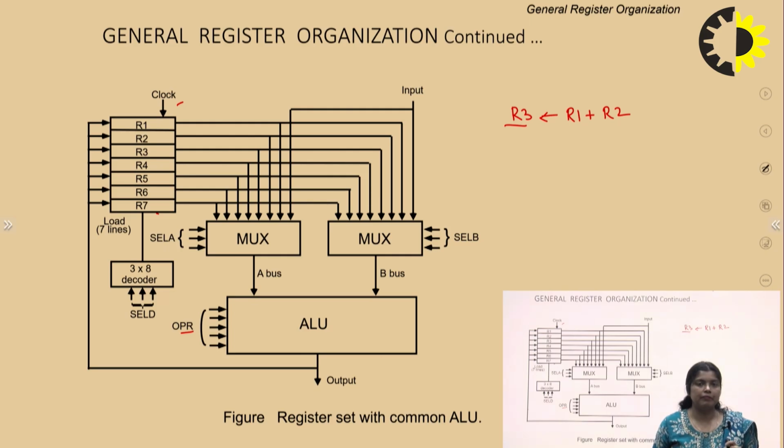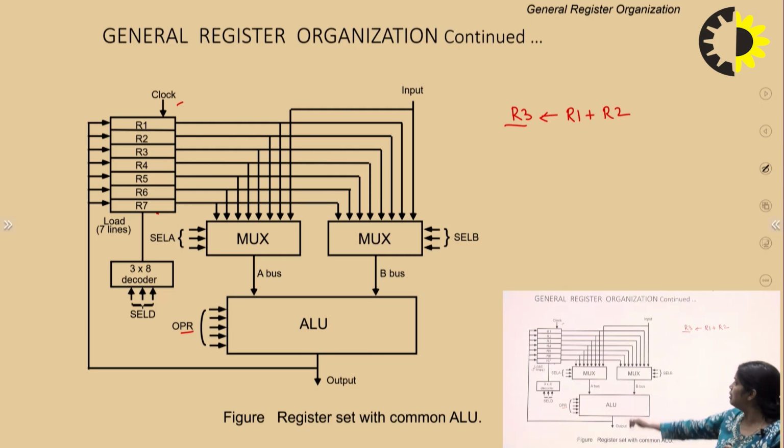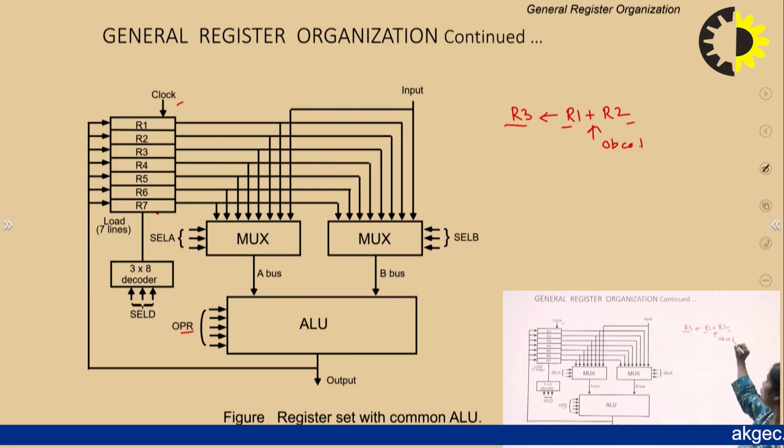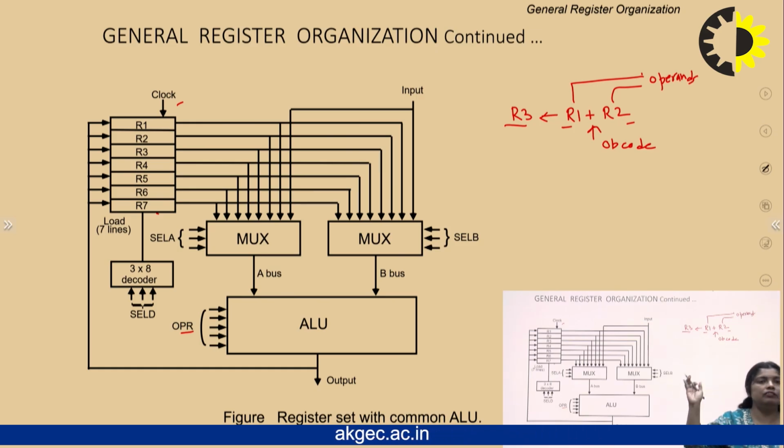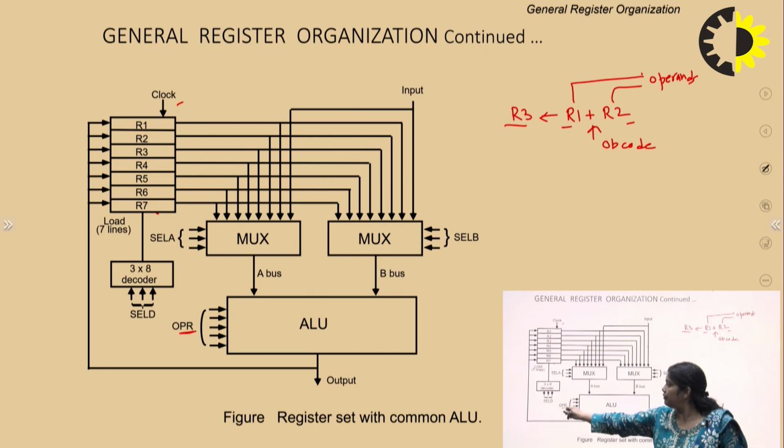Then the next is the multiplexer. Why are we taking two multiplexers? Because there are two operand values. What are operands? The variables on which operations are performed are known as operands, and whatever operation you are performing is called the opcode. So you can see here, this is the opcode, and R1 and R2 are the operands. So R3 is R1 plus R2. All these results will be stored here in the ALU, or arithmetic logic unit, because the ALU performs arithmetic and logical operations, so the operation code will be here.